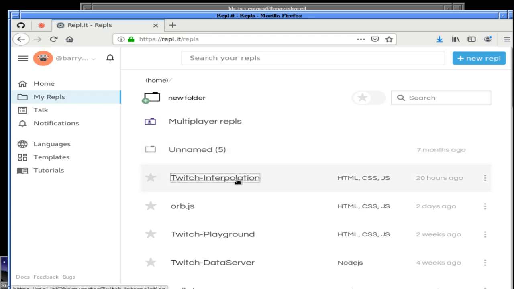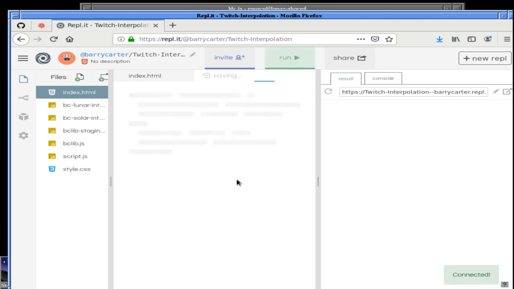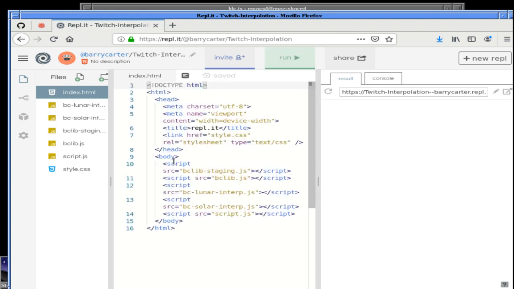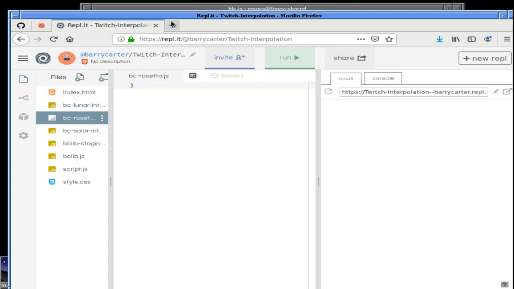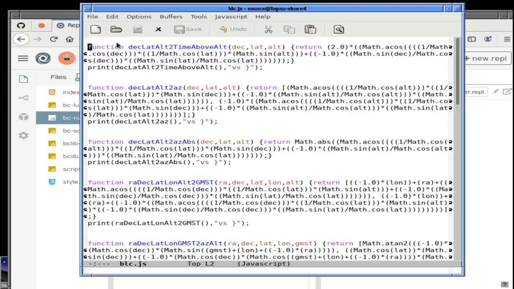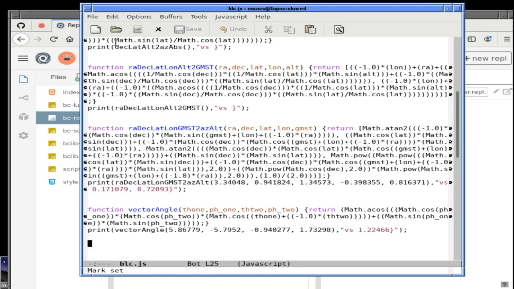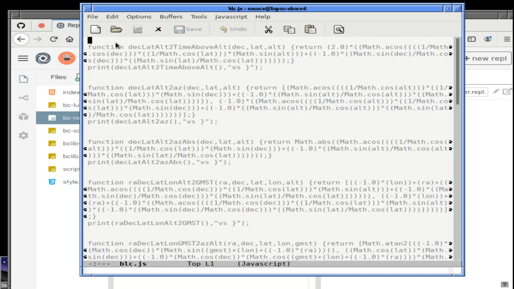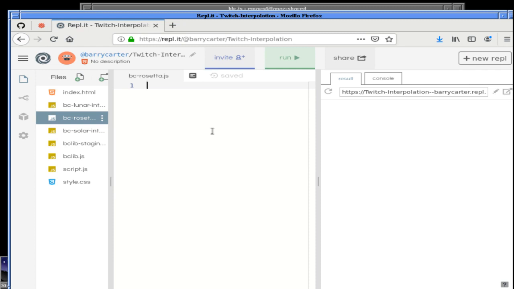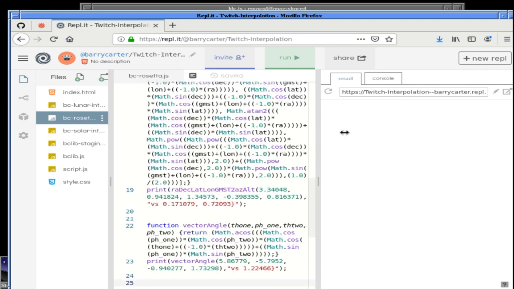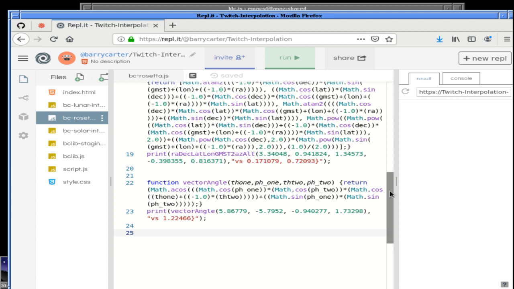We called it interpolation because, of course, we were interpolating the sun and moon's position. Okay, so I think we're going to follow our standard of calling this BC Rosetta, because it comes out of a different language, Mathematica. I probably could have just uploaded this, but why do something correctly when you can do it wrong? Copy and paste. And it looks uglier here because we have fewer lines.